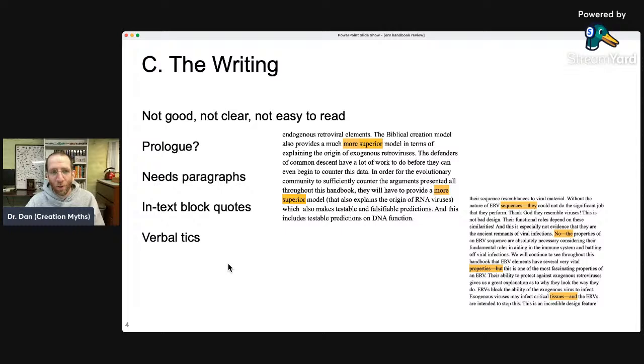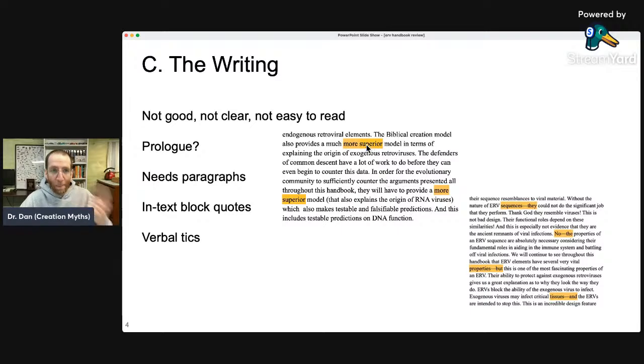It's just like, come on, you need an editor is really what you need. You need an editor, right? So this is a phrase that appears a number of times. "More superior." Here it is, twice on one page, right next to each other.